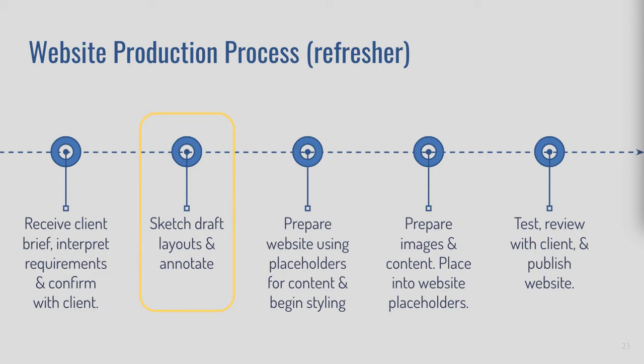We're at the second real key process here of the website production process. Now, we received the brief. That was part of our assessment task. We've interpreted the requirements, so we've sat with the client and made sure we've understood everything and confirmed what's needed to be done. We're now in the process of, let's put some draft layouts together. Let's work out how our website's going to look, how it's going to work in terms of the navigation structures.